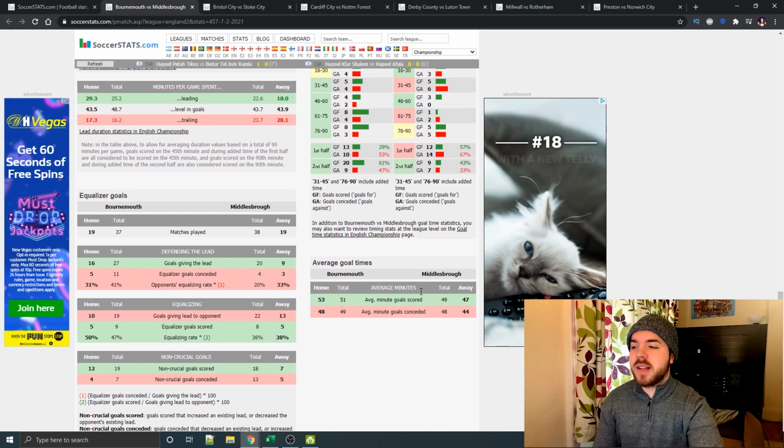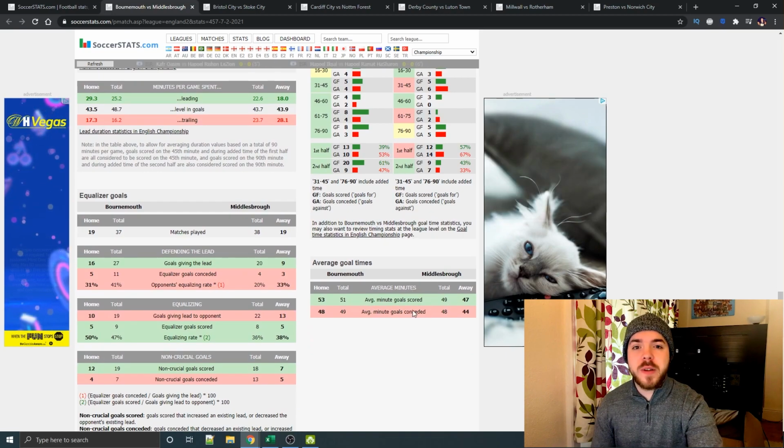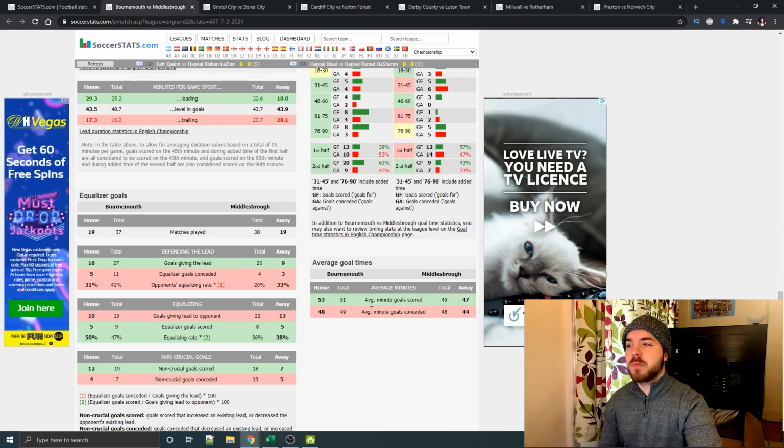It then does a little handy thing down here at the bottom where it tells you the average minute they score a goal and the average minute they concede a goal. You want these to be as late as possible.